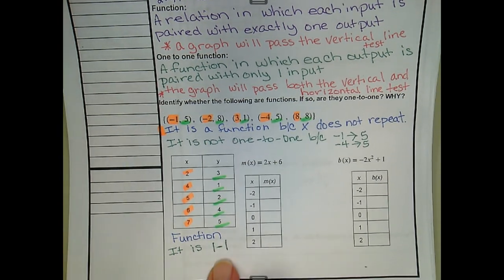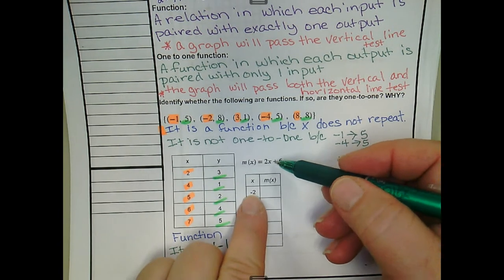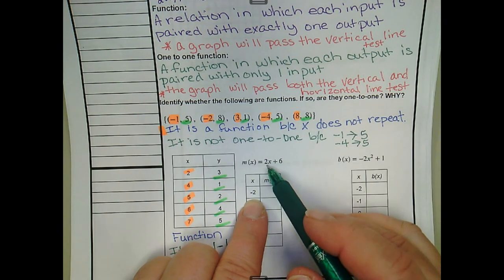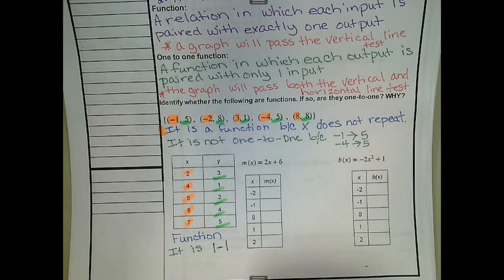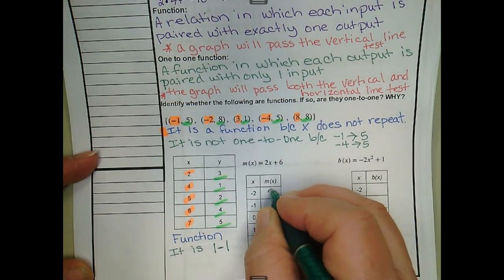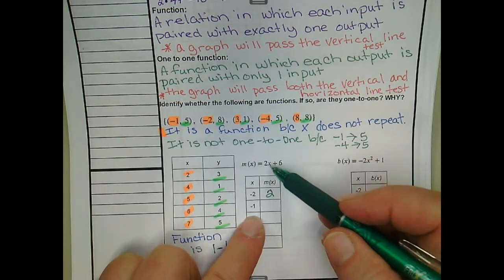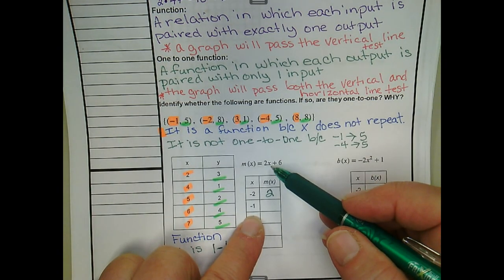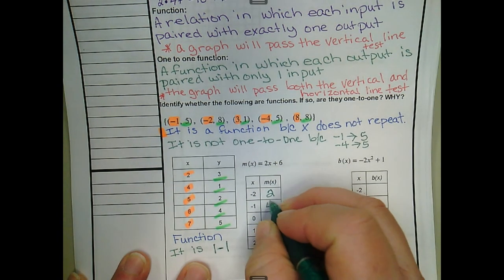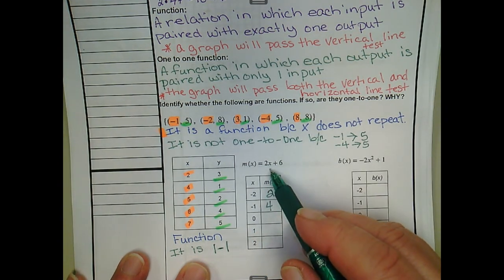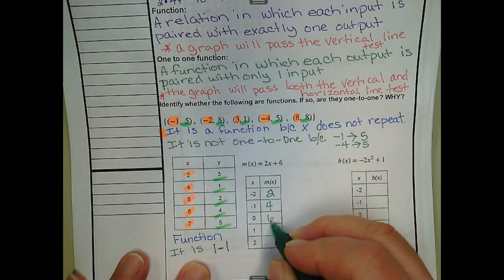Okay, this means 1 to 1. For the next two, we actually have to do a little bit of math. We're going to replace x with -2. 2 times -2 is -4. -4 plus 6 is 2. 2 times -1 is -2. -2 plus 6 is +4. I put 0 in. 2 times 0 is 0 plus 6 is 6.